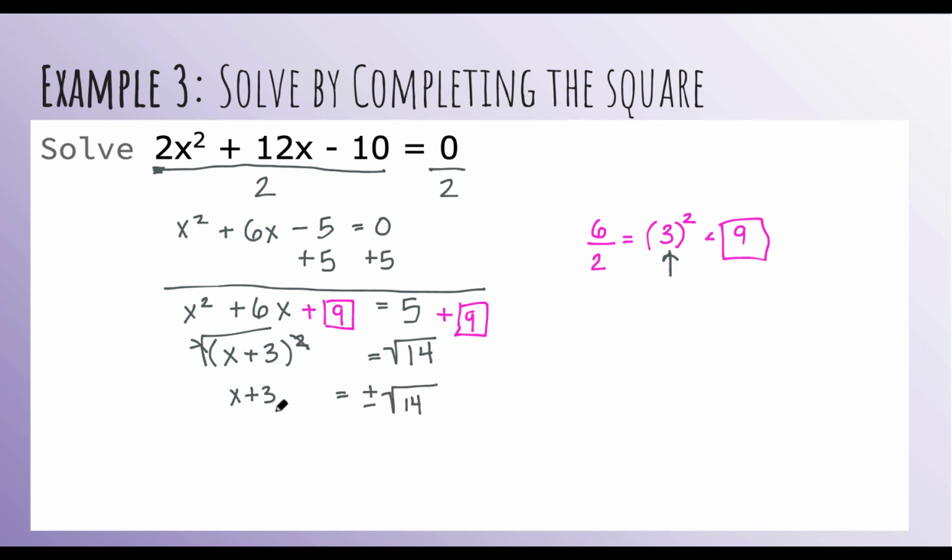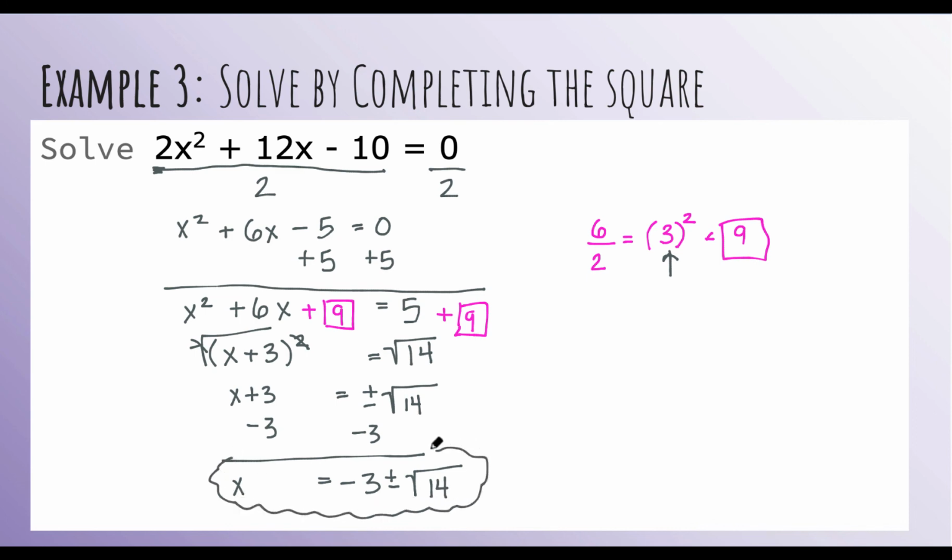So I'm subtracting 3 on both sides, and I end up with x is equal to negative 3 plus or minus the square root of 14. So this is my exact answer. These are the exact values. There's 2 of them. It's negative 3 plus the square root of 14 or negative 3 minus the square root of 14.